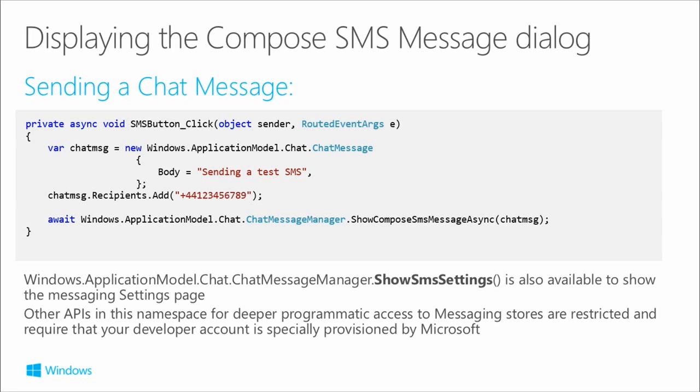There are some other APIs in this namespace, as you will see if you look through the API sets, which would allow you to create a custom SMS messaging app that can handle incoming messages and become the SMS messaging app. Those are restricted, so unfortunately they're not for the general third-party app developer. You need to contact Microsoft if you want to build one of those special apps and get specially provisioned to do that.